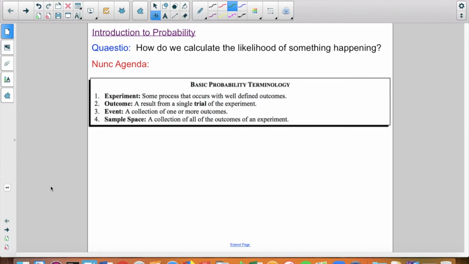So, as the do now, we have some definitions. These words are going to be used throughout the unit, so you just have to be familiar with what they are. An experiment is a process that occurs that has well-defined outcomes. That means that it has an outcome. And an outcome is a result from a single trial of the experiment. So, these two pretty much go together. An event is the collection of one or more outcomes, and a sample space is a collection of all the outcomes of an experiment.